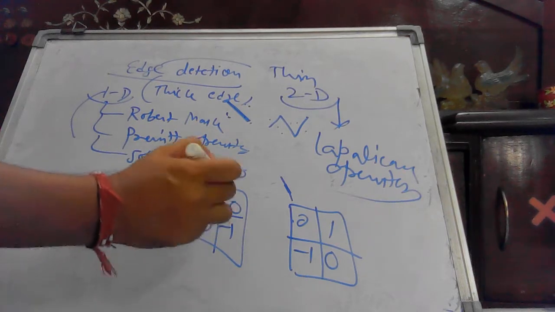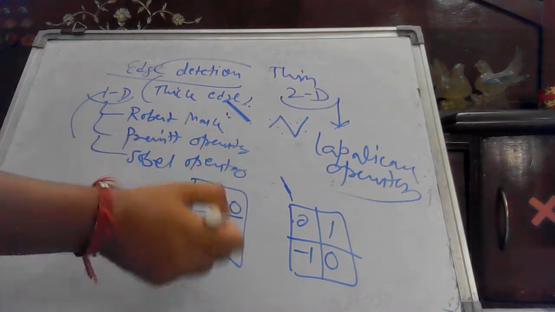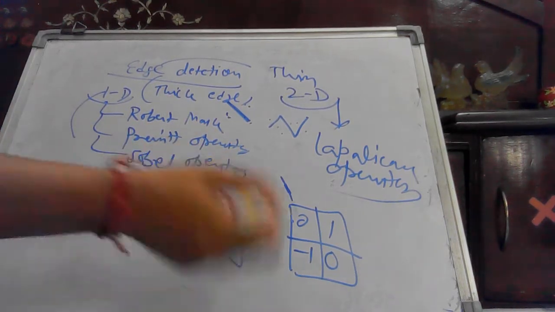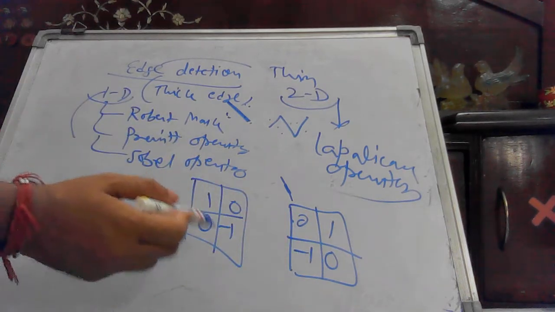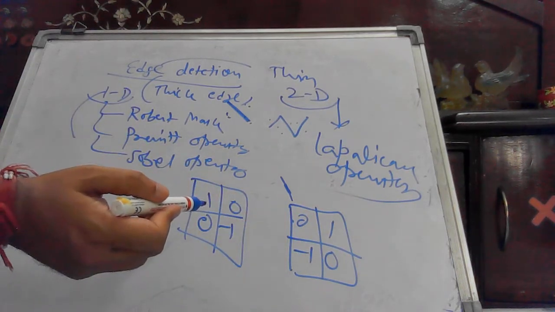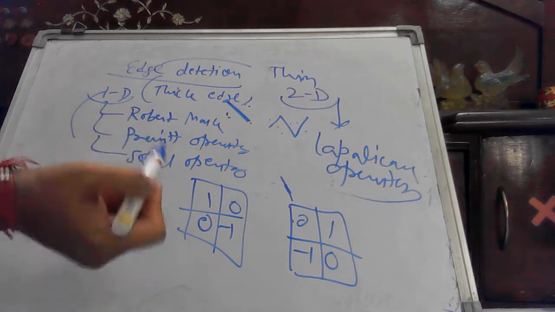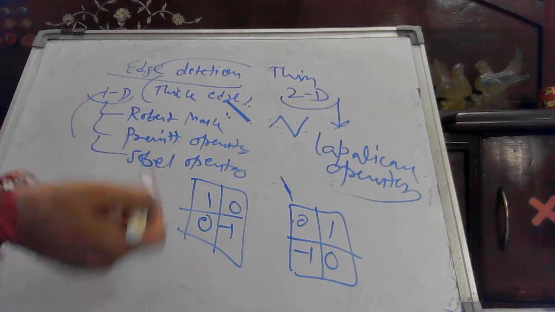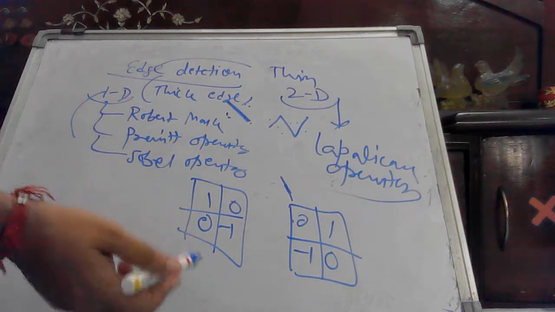Always your mask should be of what type? It should be of odd sides in nature, 3 cross 3, 5 cross 5. We have also talked about what is the problem with the Roberts mask operator, but still you could use this kind of mask for some purposes.